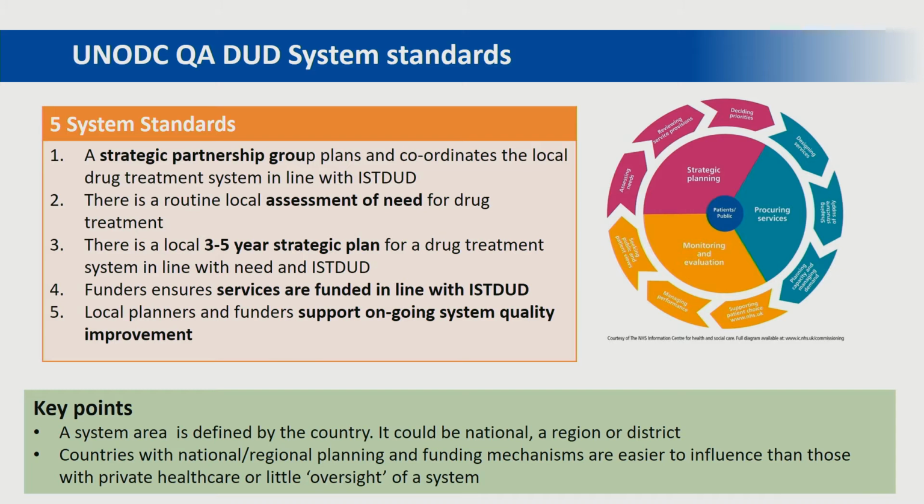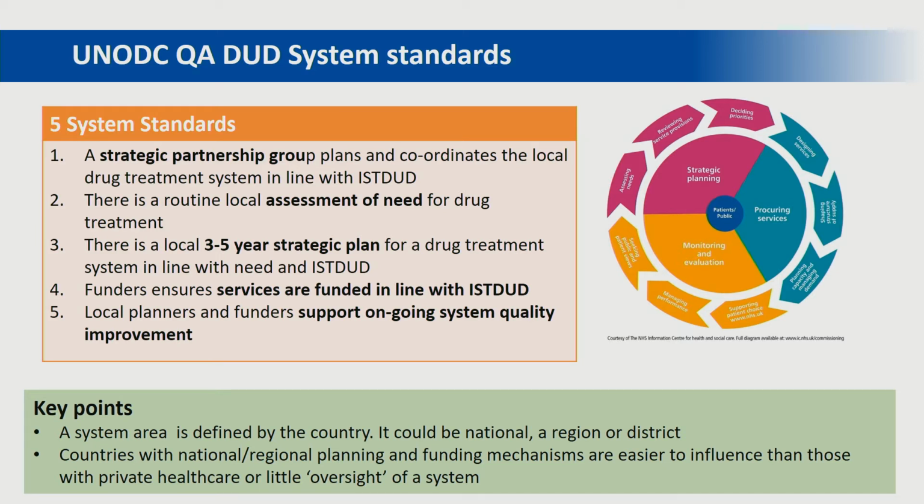So the headlines on the quality assurance system standards were there's just 5 standards. And the 5 standards are, in every area or country, there should be a local strategic partnership group. This is called different things in different countries, but something that plans and coordinates the local drug treatment system in line with the international standards for the treatment of drug use disorders that Elizabeth has just designed, in line with the pyramid, in line with the principles in the document.